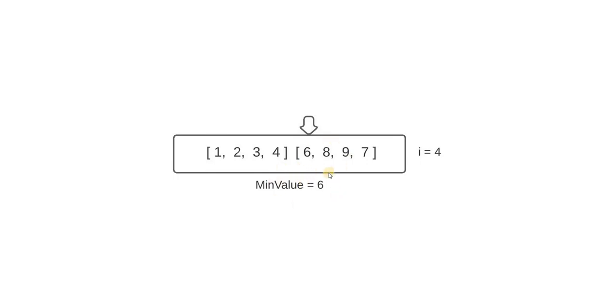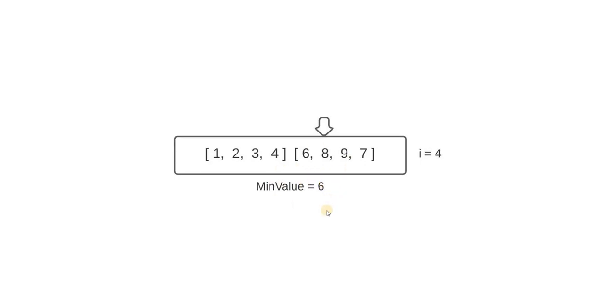Alright, min value is 6 again. 8 is larger, 9 is larger, 7 is larger. So the min value is 6, and this is where we have an interesting scenario: the min value is 6 and i is equal to 4, which is also 6, the 4th index. So basically we're at a situation where 6 is swapping with itself. So there's going to be no change.